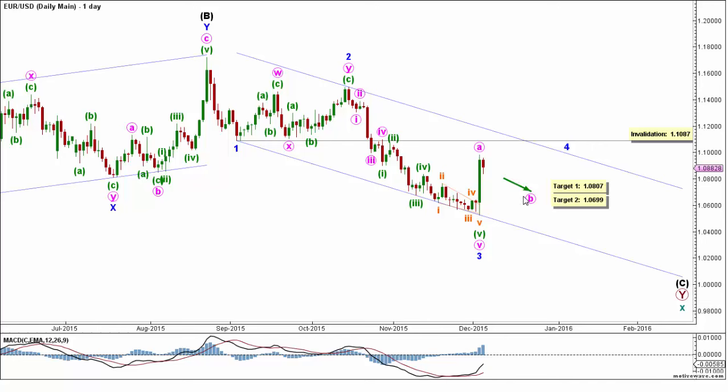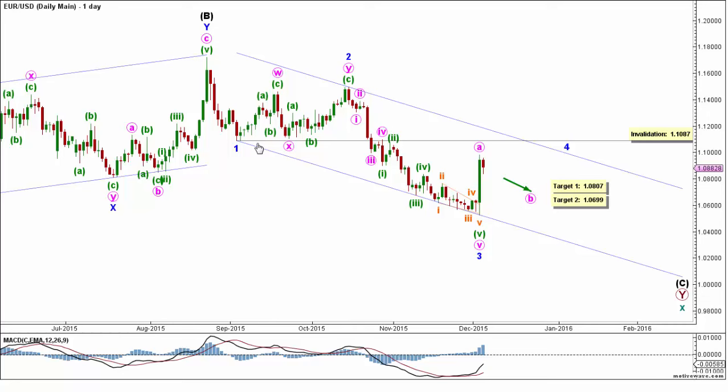At 1.0807, minute wave B would retrace 38.2% of minute wave A, then at 1.0699 it would retrace 61.8% of its length. This wave count is invalidated by movement above 1.1087, as minor wave 4 of this impulse may not enter the price territory of minor wave 1.